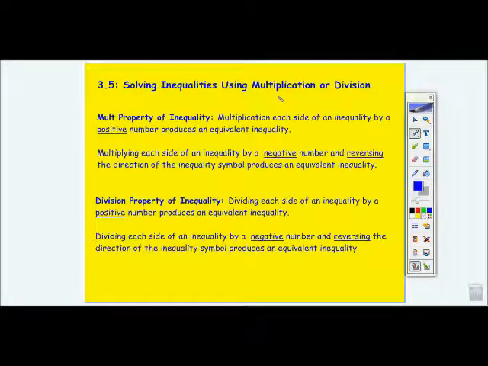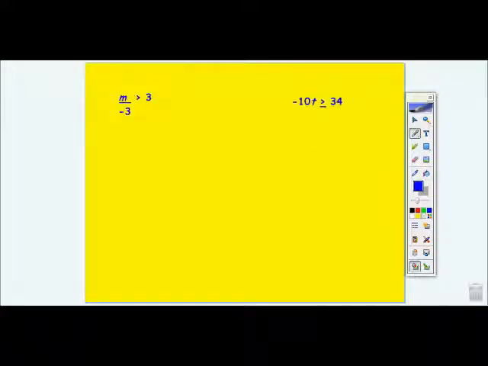In 3.5, we're going to learn one rule that applies differently to inequalities than it has in solving equations. When you're solving inequalities using multiplication or division, you solve them the same as we solved equations, unless we are going to multiply or divide by a negative. If we do that, we need to reverse the inequality sign. We will just flip it to make it face the other way. So let's go ahead and see what this would look like.